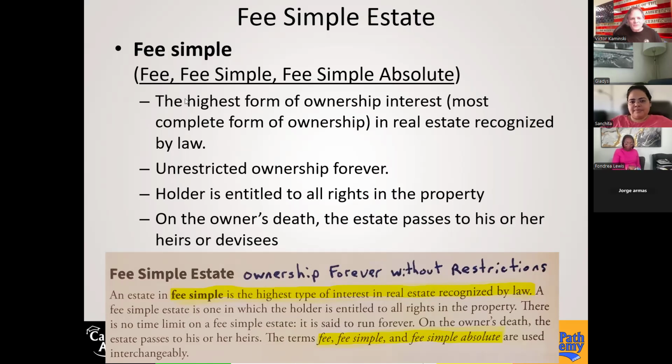All right. So fee simple, just to recap, also known as fee simple absolute. Highest form of ownership interest recognized by law. It's unrestricted ownership forever. The holder is entitled to all the rights in the property, and on the owner's death, the estate passes to his heirs or devisees that he may name in a will. Okay.